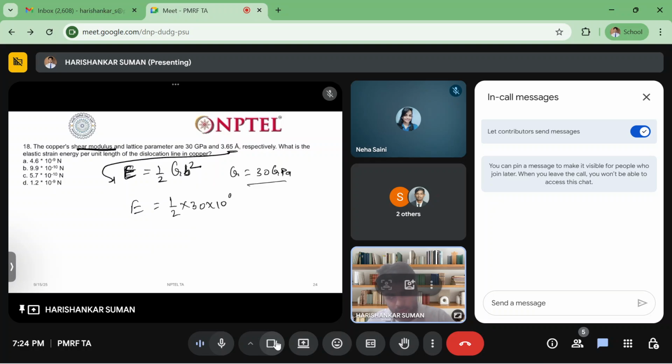This is 30 and this is B square. You can calculate B square, 10 to the minus 20. Okay, it would be 9.9 times 10 to the minus 10. Please check whether this number is correct or not.